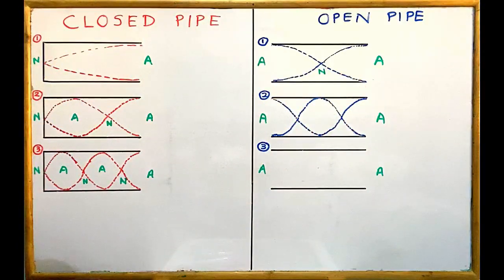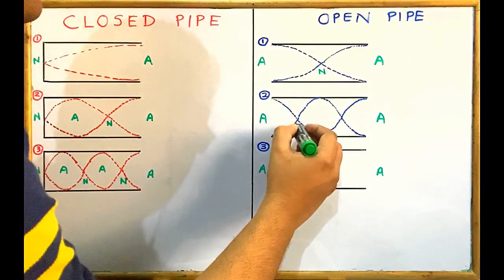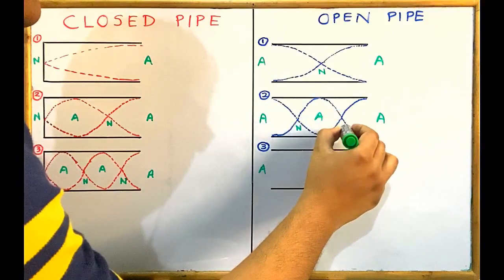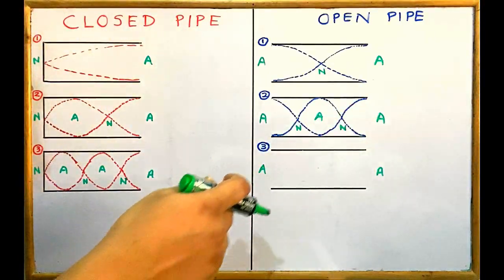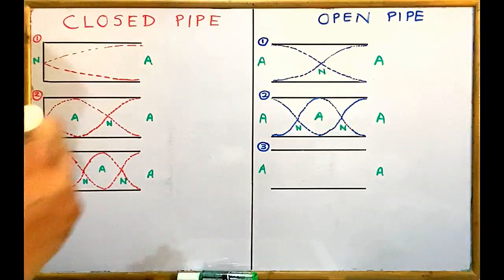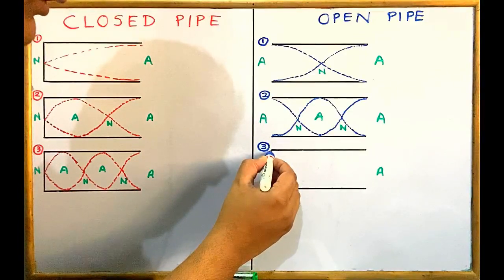So something like this. So we have an antinode to start with, then the adjacent node, then one more antinode, one more node, and then the last one is antinode. So we have 2 nodes, 3 antinodes, and similarly the next mode of vibration would be like this.